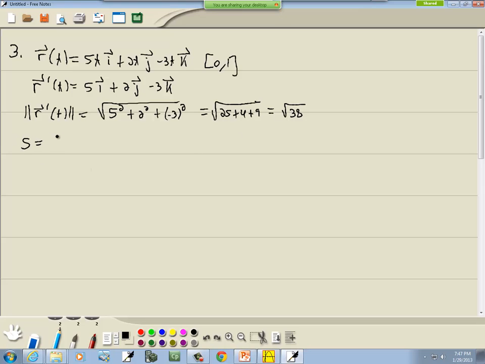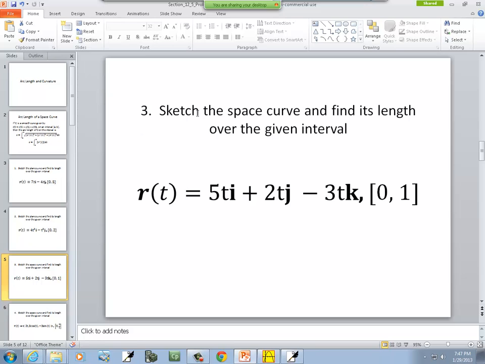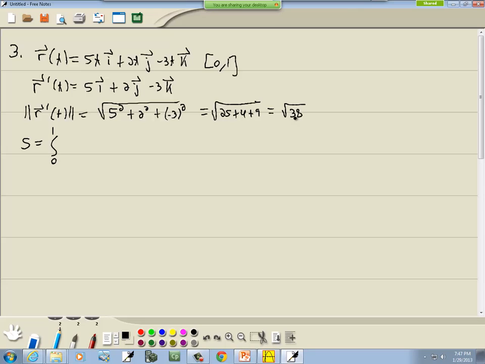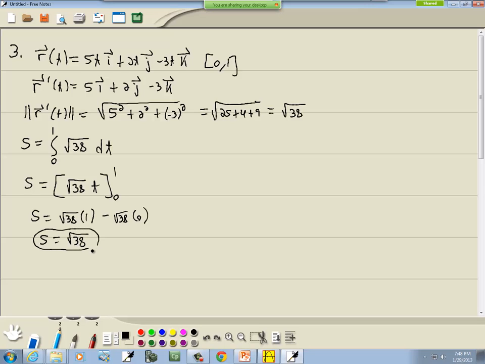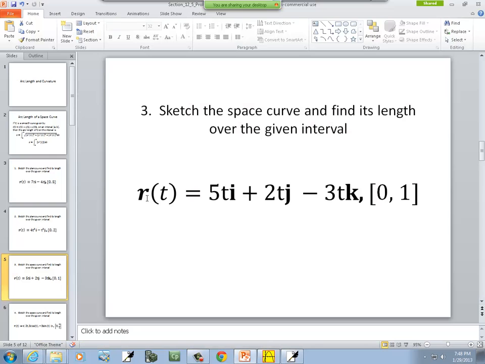So then our arc length, I'm going to go from 0 to 1, and I'm not worrying about graphing these anymore, sketching it. You can use WinPlot to do that. And then I'm going to take the square root of 38, take the integral with respect to t. Well, when you've got just a number, you put a t with it. So that's square root of 38 t, 0 to 1. And if I plug in these numbers, I'm going to have the square root of 38 times 1 minus the square root of 38 times 0, which just gives us s is equal to the square root of 38. So nothing too exciting for that one. Let's look at a little harder one now.